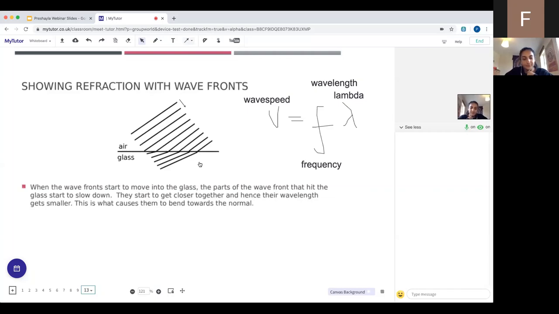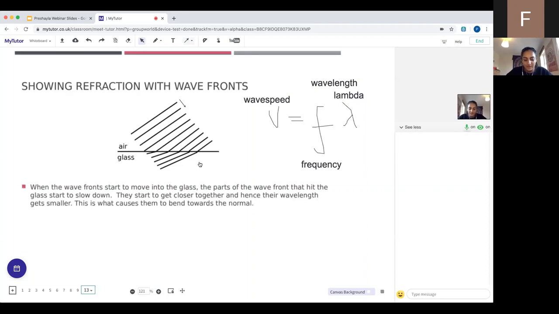Brilliant. And just one more for now, and then we'll come back and answer remaining questions at the end of the session. For the wavefront diagram, could you clarify where the normal is? Okay, so for wavefront diagrams, we don't actually tend to draw a normal. It's not required in a wavefront diagram.